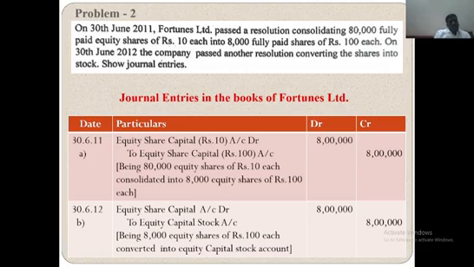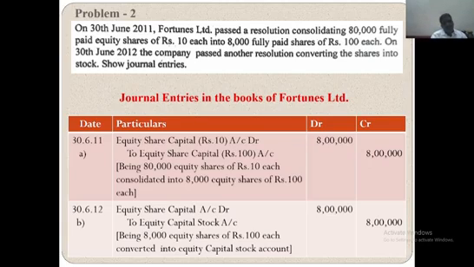Problem number 2. On 30th June 2011, Fortune Limited passed a resolution consolidating 80,000 fully paid equity shares of rupees 10 each into 8,000 fully paid shares of rupees 100 each. On 30th June 2012, the company passed another resolution converting the shares into stock. So, the journal entry. Listen, dear students, please listen.